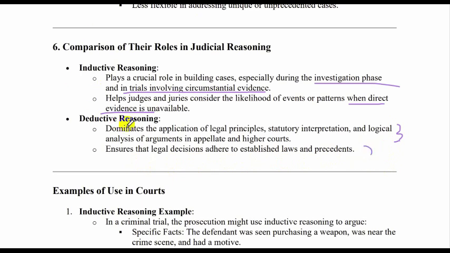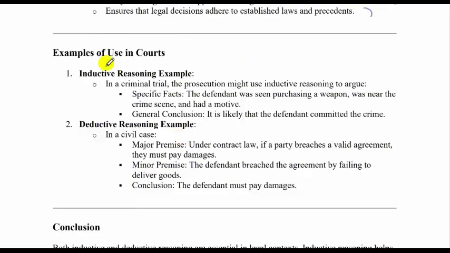Very simple. We can just move on to the next one. Examples of use in courts. Inductive reasoning example. In a criminal trial, the prosecution might use inductive reasoning to argue specific facts. The defendant was seen purchasing a weapon, was near the crime scene, and had a motive. So the general conclusion, that is the inductive conclusion, would be that it is likely that the defendant committed the crime.